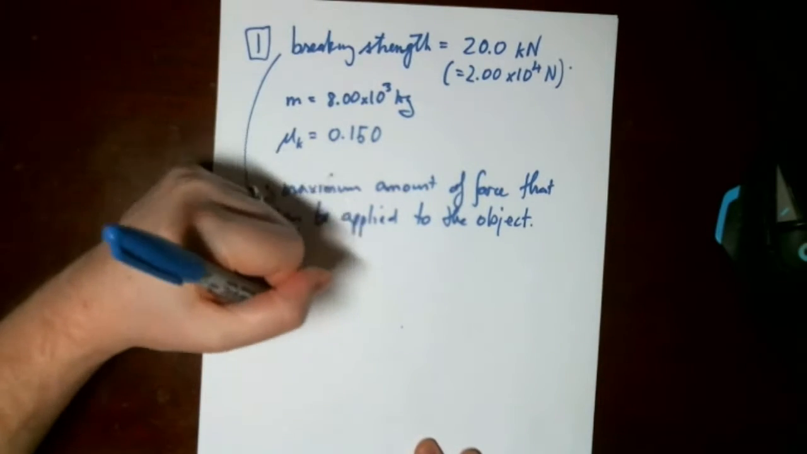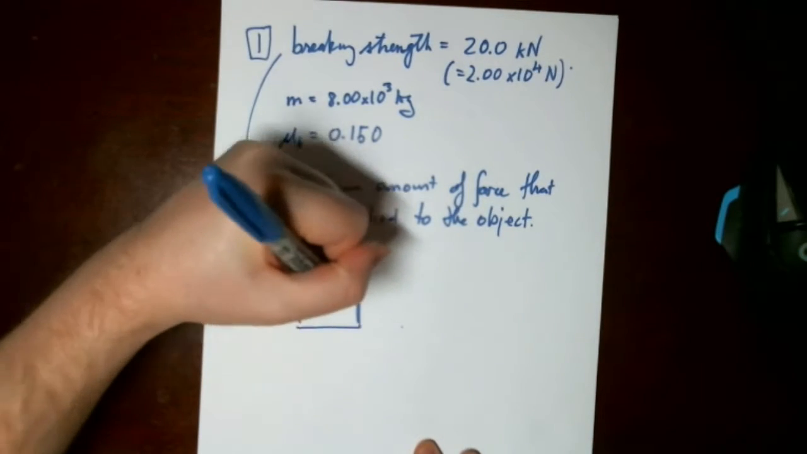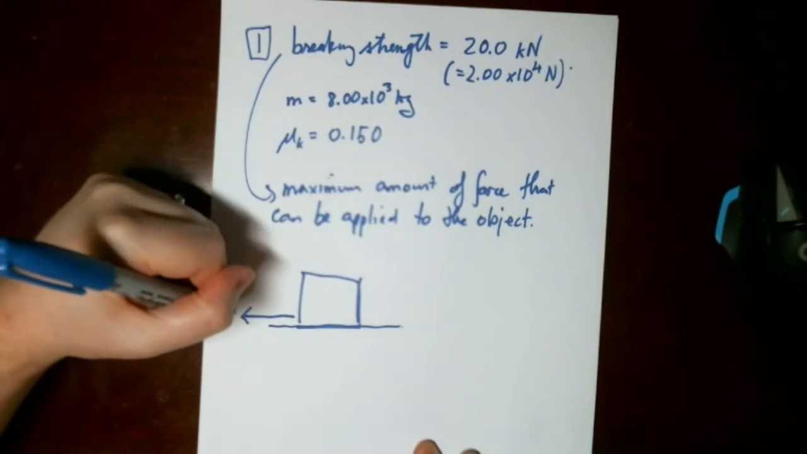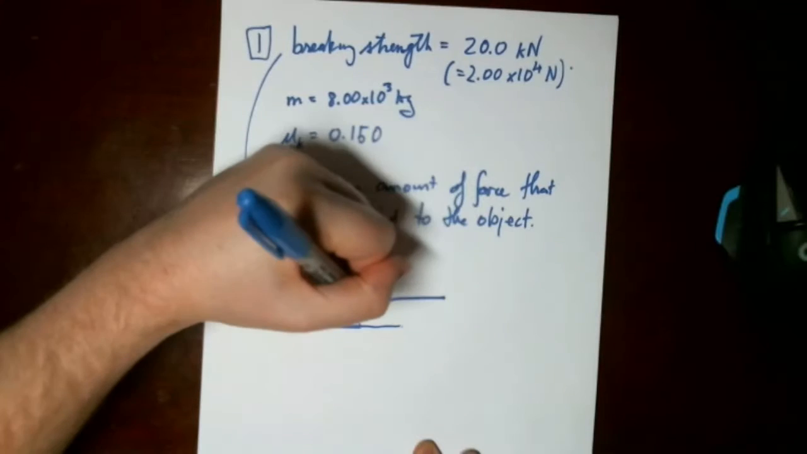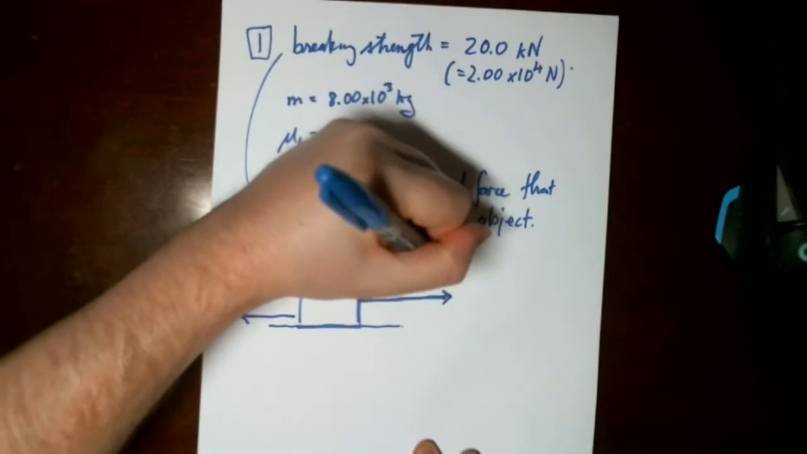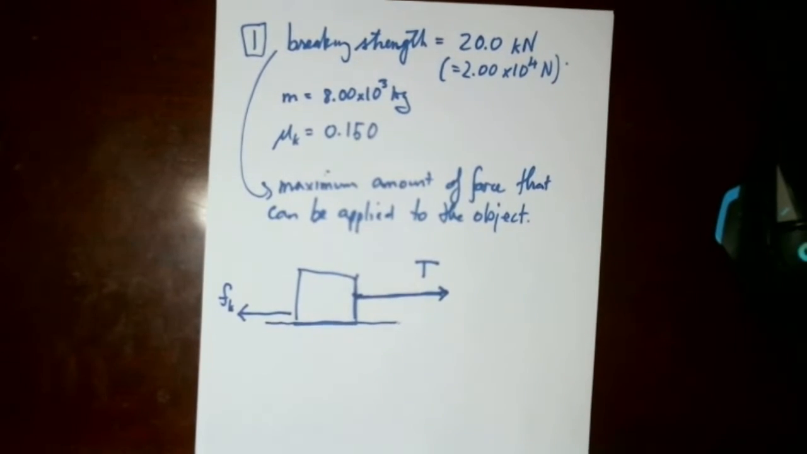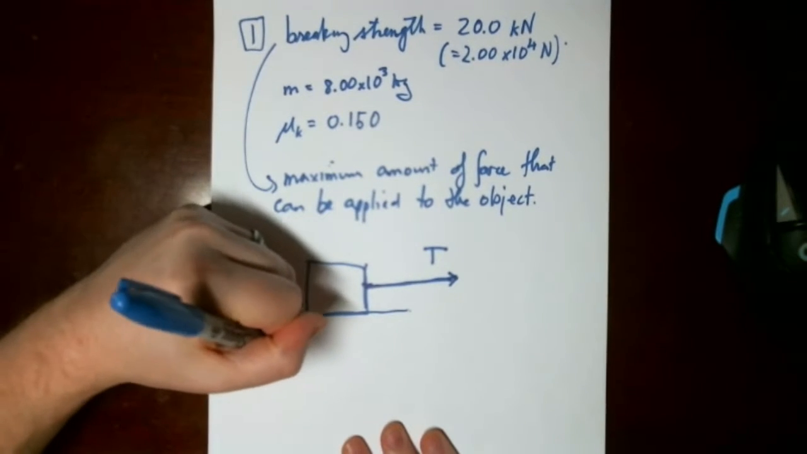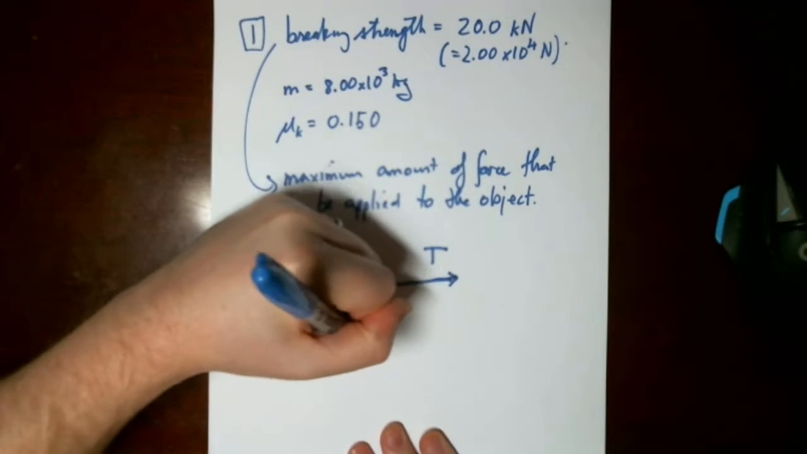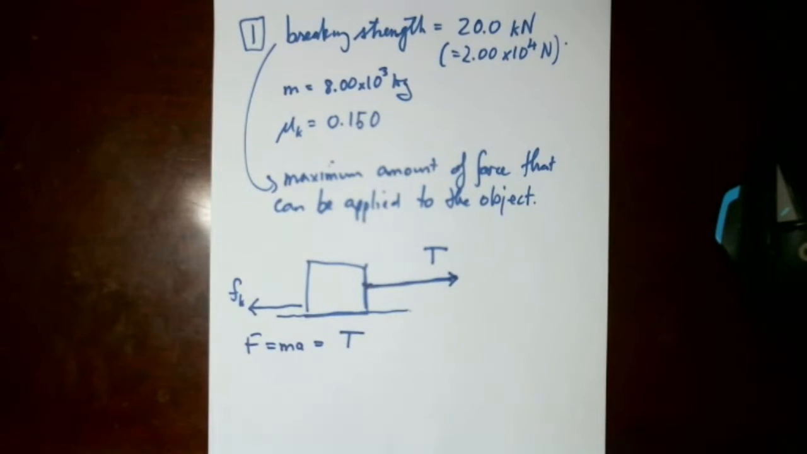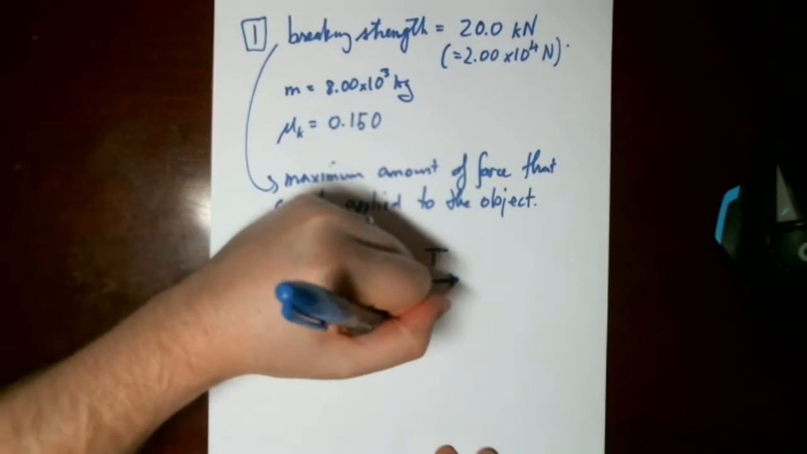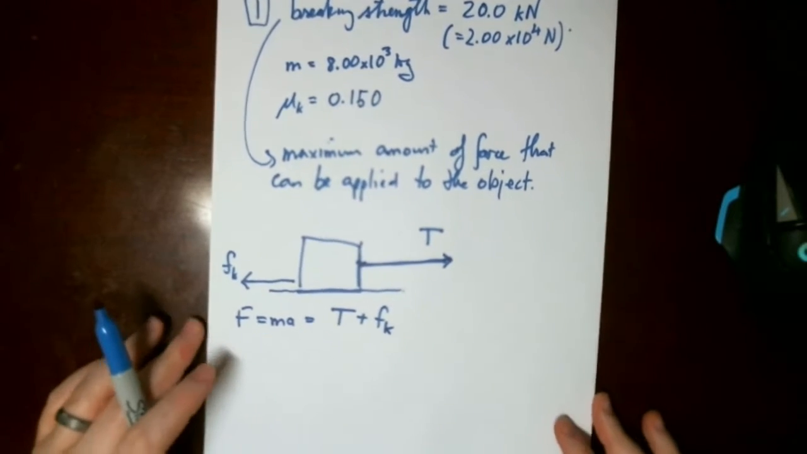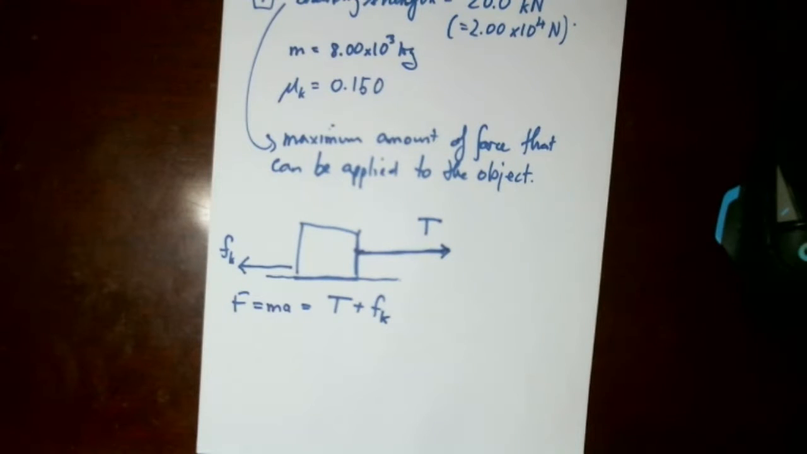So let's sketch this. Here's whatever our object is. Here's the force of kinetic friction opposing its motion. And here's our steel cable, and it has some tension in it. And so let's write down Newton's second law. There's the sum of the forces acting on the object.